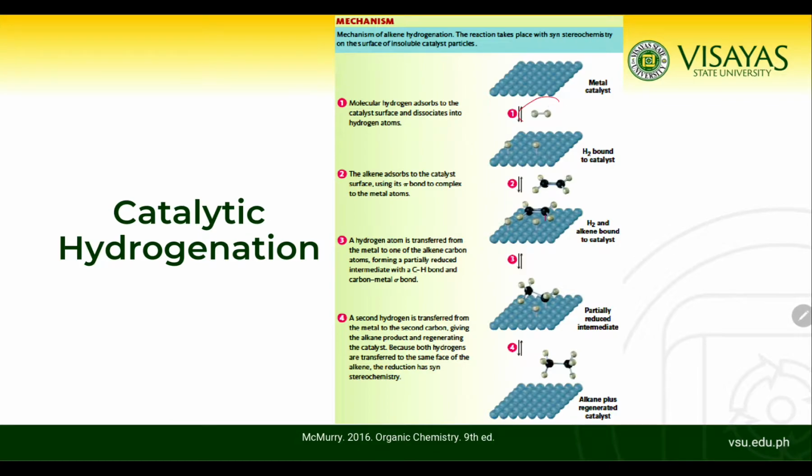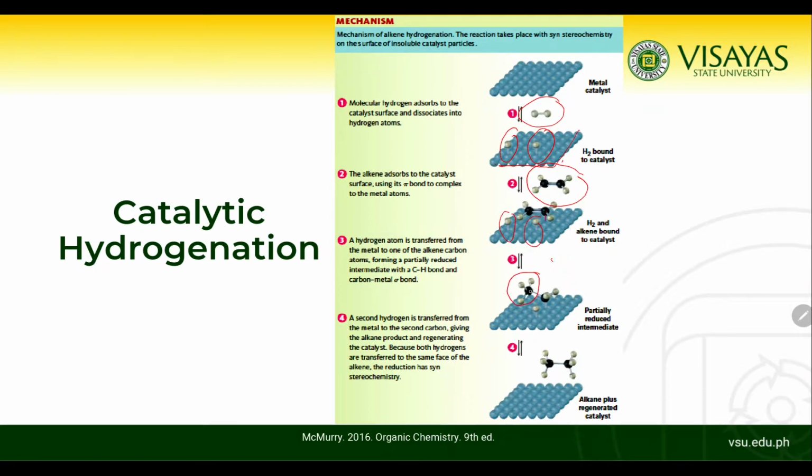Okay, so this is the mechanism for catalytic hydrogenation. We have our hydrogen here. In the first step, the hydrogen adsorbs to the metal catalyst. So this is our metal catalyst. Then in the second step, we have the alkene adsorbing to the catalyst surface. So sila na sad ang nag-bond with the metal. Okay? And in the third step, we have now the hydrogen transferred from the metal. Diba? Nag-attach ang hydrogens here.